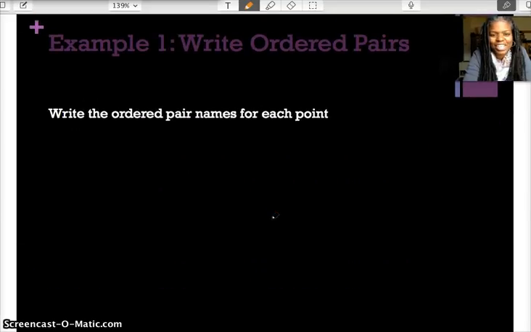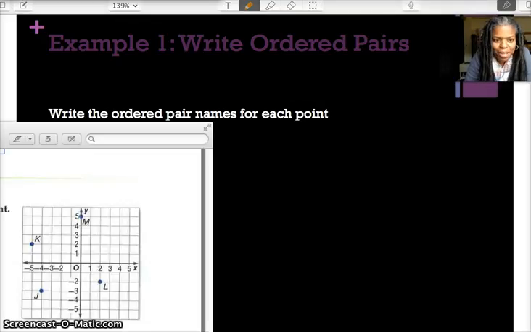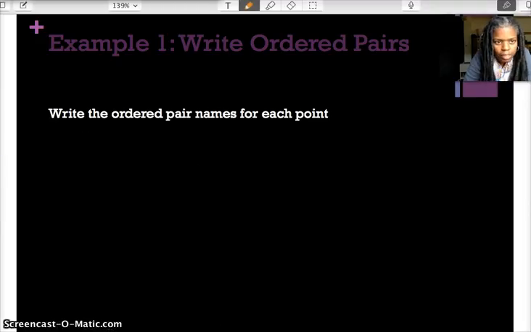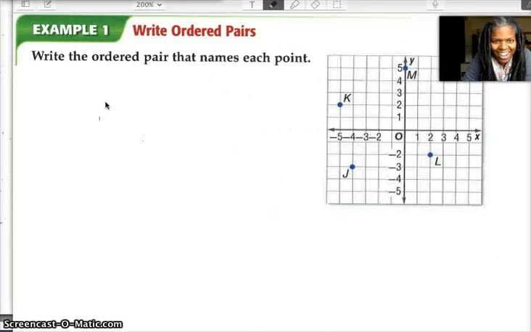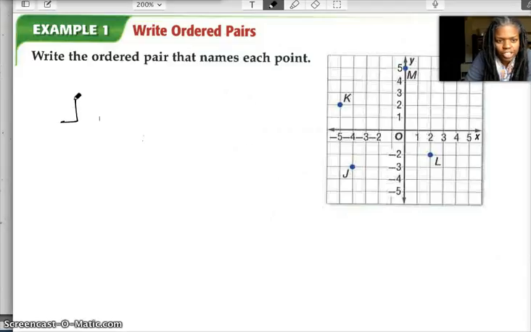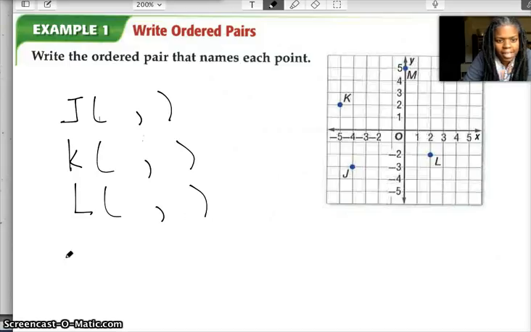All right, let's take a look. So our first example is here. Okay, so there's the problem. Write the ordered pair names for each point. So here in this diagram down below, we see we have point K, point M, point J, and point L. So we're going to write the ordered pairs. We've already located the letters, so I'm just going to write J, and I'm going to put the ordered pair that's associated with J. K, same thing, L, and M.